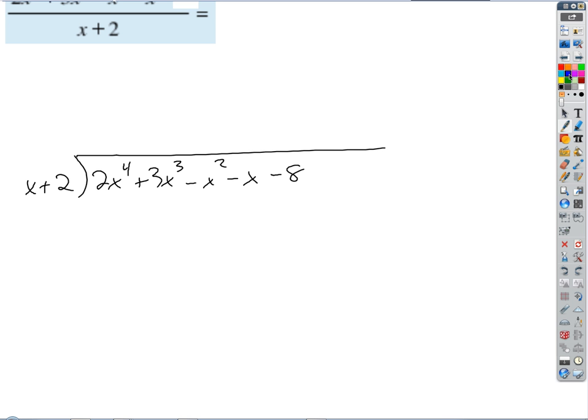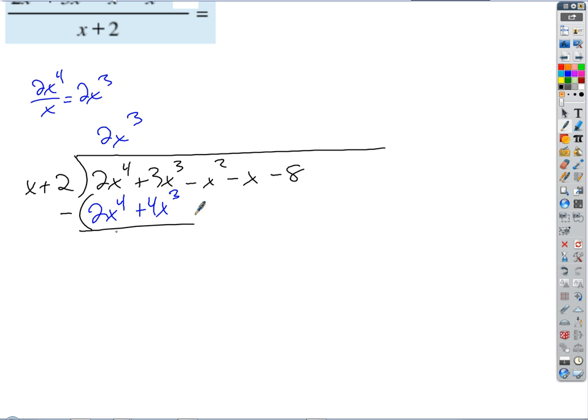So how many times does x go into 2x to the 4th? Well, let's find out. 2x to the 4th over x is 2x cubed, right? Yep. So the first term is 2x cubed, I'll distribute. 2x cubed times x is 2x to the 4th. 2x cubed times 2 is 4x cubed. And I'm going to subtract. And the first terms cancel, and I get 3 minus 4 is negative 1x cubed. Bring down the other stuff, right? So we get a negative x squared minus x minus 8. Okay, next term.